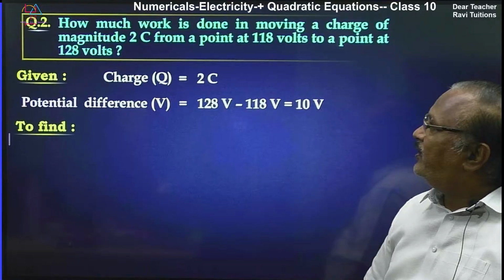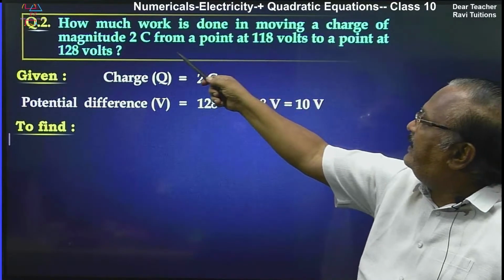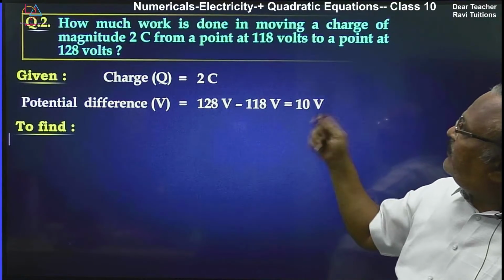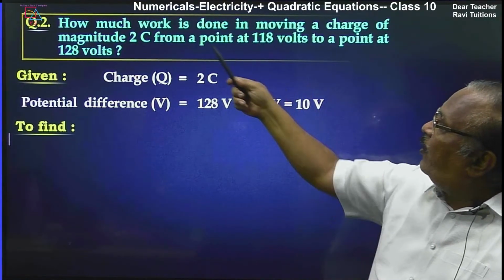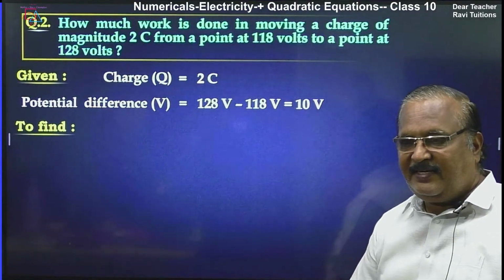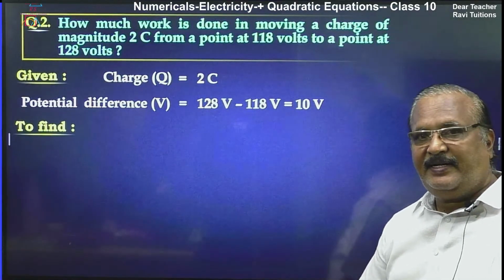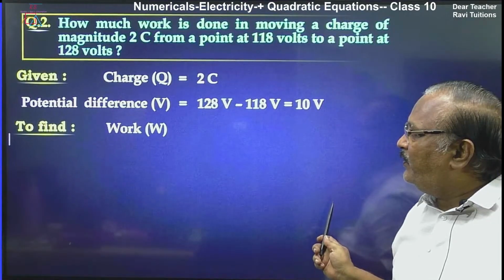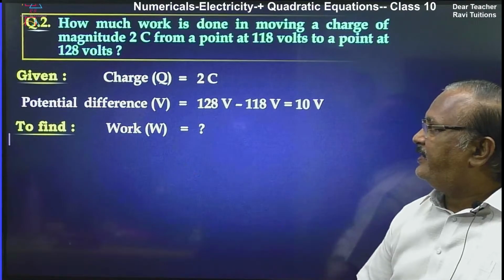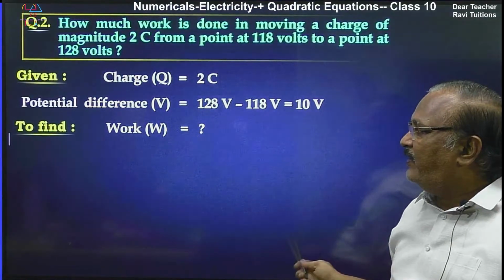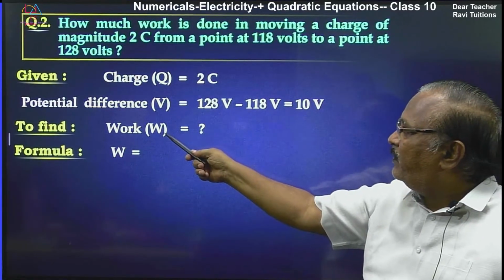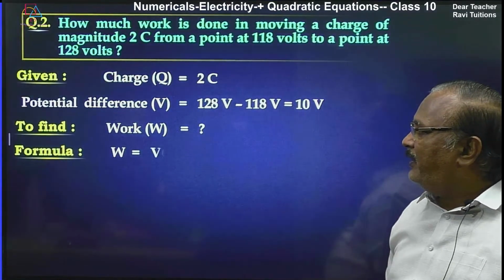So now two things are given: one is 2C and the potential difference. So what we have to find out? How much work is done. Work we can write as W. So W is equal to question mark. So now we have the target, we have the given things, and we have to search for the formula. What formula can you use with W, V, Q? So W is equal to VQ.